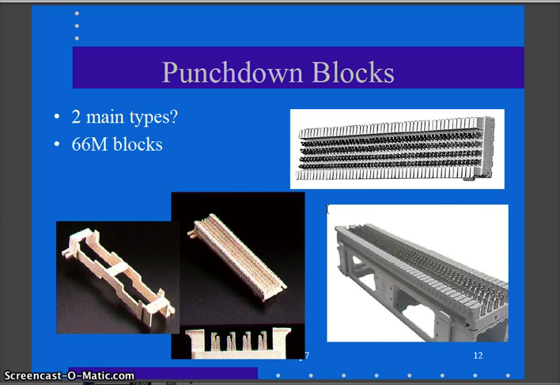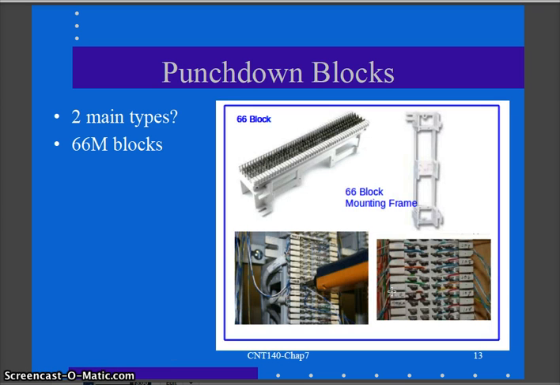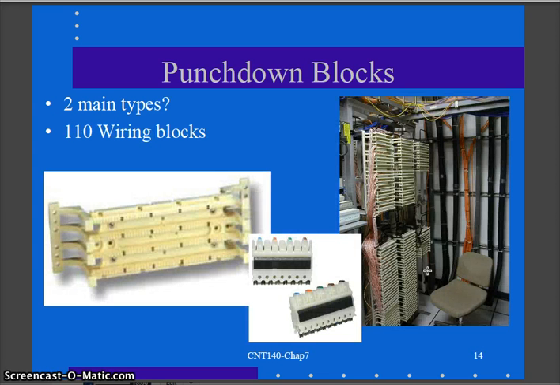As I look at them, here are some examples of 66 blocks. Here's the actual 66 block itself, snapped into a frame. Actually, here's a picture of the mounting frame. There's the block, snapped together, anchored to a wall, if you will. There's your 66 block all put together, anchored to the wall, and here's somebody punching the wires into the block. Here's what the wires look like when they're terminated into the 66 block.